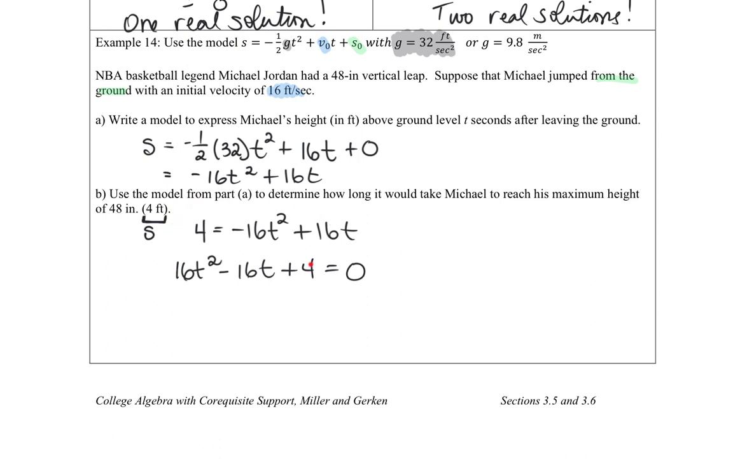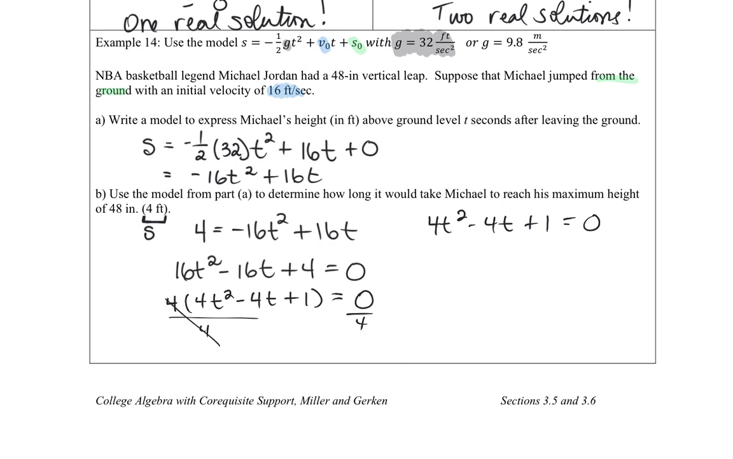The other reason I like this one is they all have a factor of 4. So I'm going to factor that out first. That's going to give me 4t squared minus 4t plus 1. Okay? 4 times 4 is 16. 4 times 4 is 16. 4 times 1 is 4, right? And then if I divide both sides by 4, then that just goes away. And I have 4t squared minus 4t plus 1 equals 0. And I made my numbers smaller, right? It would come out the same if you didn't, but it sure is nice if they are.